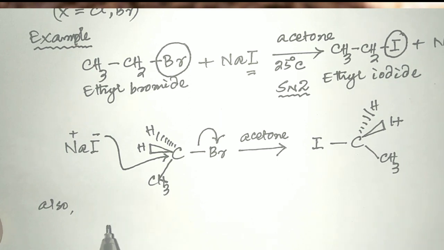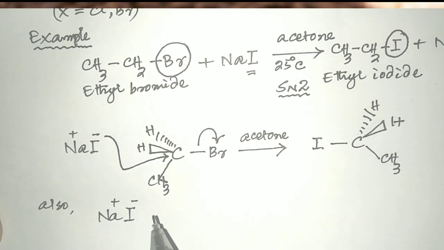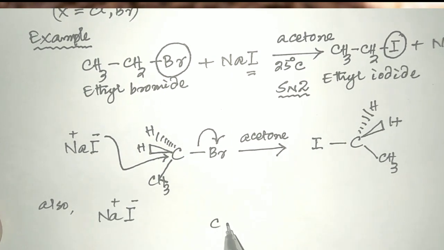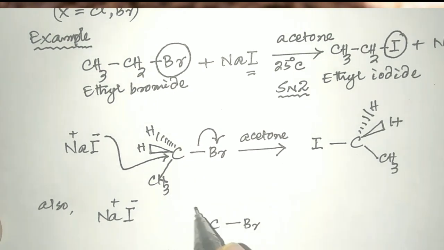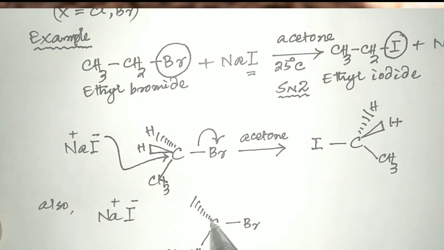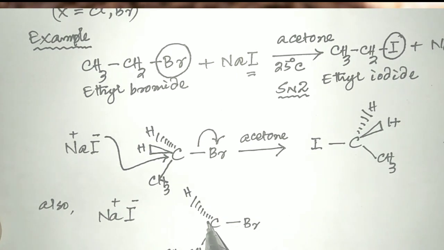Also, we can find another example. In the previous case, we had taken one primary alkyl halide. Now, sodium iodide is to be treated with one secondary alkyl halide. Let's consider, here we will take 2-bromobutane.